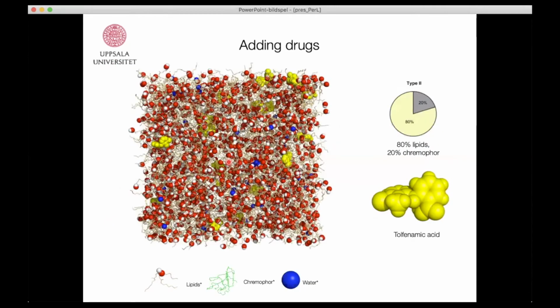And then obviously, as I said, we also added in drugs. I will show you one example of that here, again for the same type 2 lipid-based formulation, where we have again removed chromophore for visual clarity. This is when we have added 20 molecules of tolfenamic acid to the formulation. As you can see, this is the final frame of the simulation, where we have the drug molecules evenly dispersed in the simulation box.